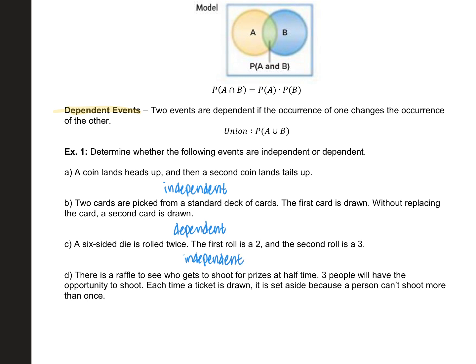Last one, there is a raffle to see who gets to shoot for prizes at halftime. 3 people will have the opportunity to shoot. Each time a ticket is drawn, it is set aside because a person can't shoot more than once. So D is really similar to B, where they gave us that key of "without replacing." Same thing here. As soon as a ticket is drawn, it can't be drawn a second time. So these events are definitely dependent.